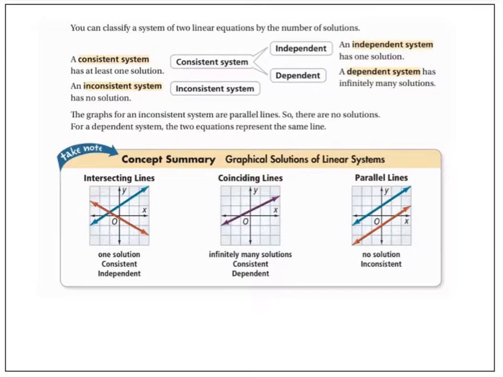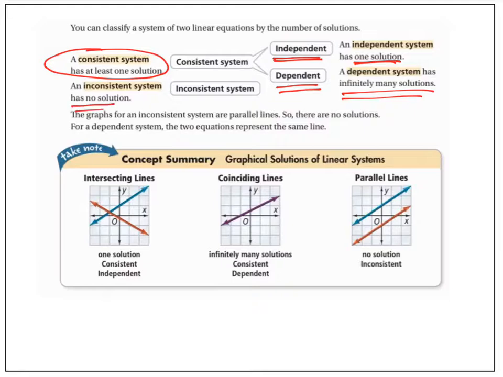Here we're going to talk about classifying a system of two linear equations by the number of solutions. A consistent system has at least one solution. An inconsistent system has no solutions. When you have a consistent system, you can have an independent system where it has one solution, or a dependent system where it has infinitely many solutions. So you have some options here. Either you're going to have a consistent system where some solution exists, and it could be independent, where it's a single solution, or dependent, where it's infinitely many.